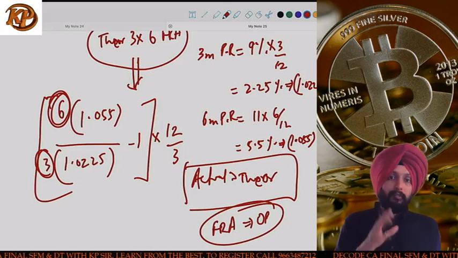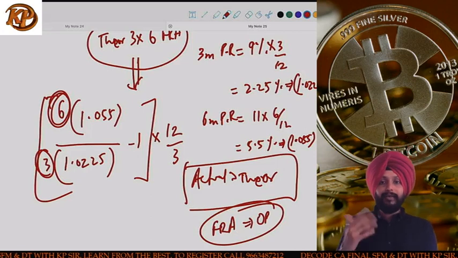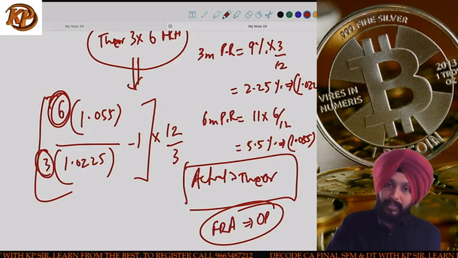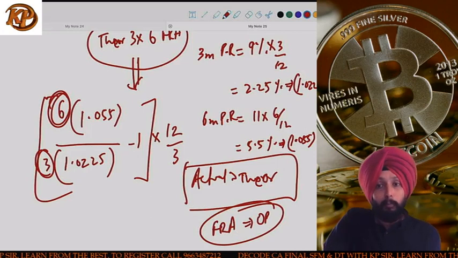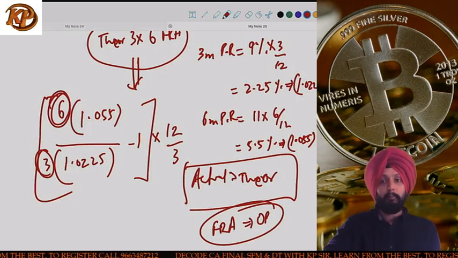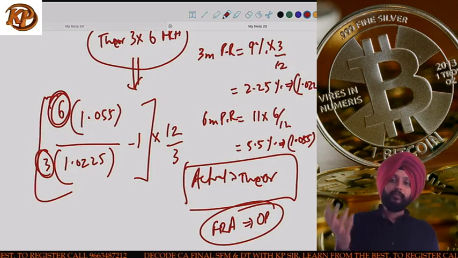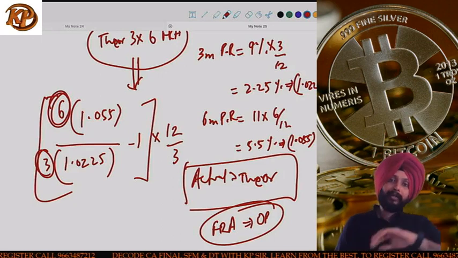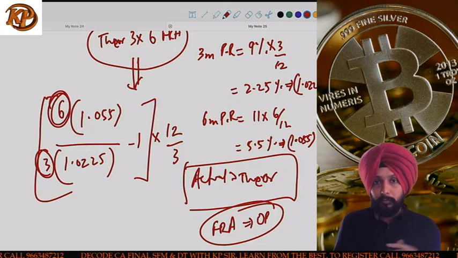On the contrary, if actual FRA is less than theoretical FRA, then we conclude that FRA is underpriced, and in such case, we would like to invest using FRA because it is underpriced, and we borrow in the market. So we borrow using FRA and we invest in the market, or we borrow from the market and we invest in FRA. These are the two treatments that we do.